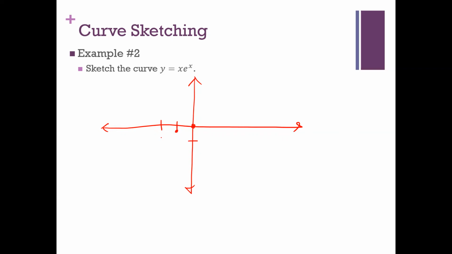I'm having a hard time thinking about what it's going to look like. Let's do this. Where's our inflection point? We said it was x equals -2, right? So y equals -2 e to the -2, which is -2 over e squared, which is about there. And concave up, right? Do we agree that's concave up? Yeah. Okay.